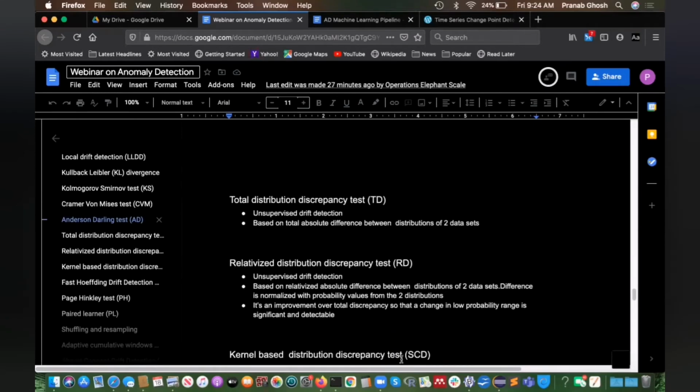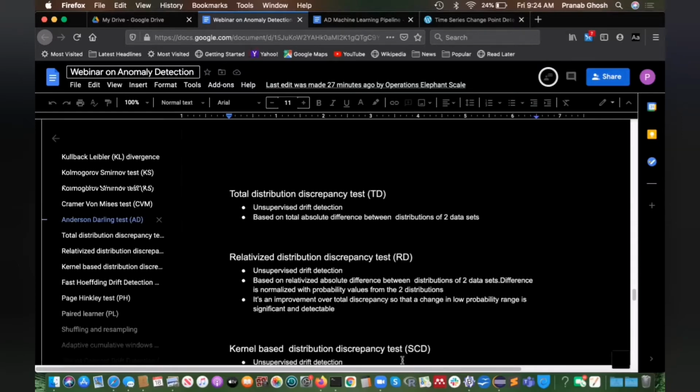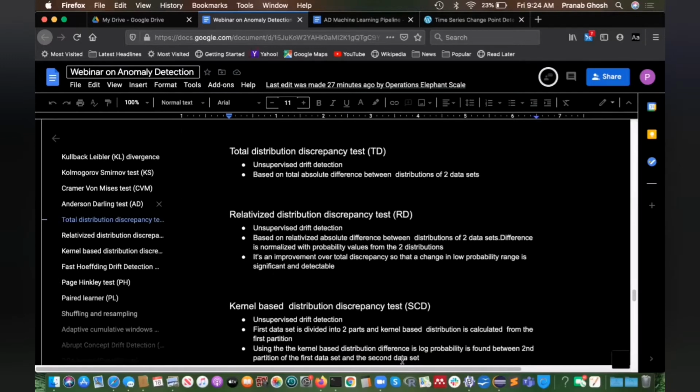This is another one also based on difference in distributions, but it just takes the regular distributions, finds the difference between the distributions and aggregates them. The higher this difference, the more likely you have drift in your data. If the two distributions are identical, obviously this difference will be 0, right? So that means there is no drift.